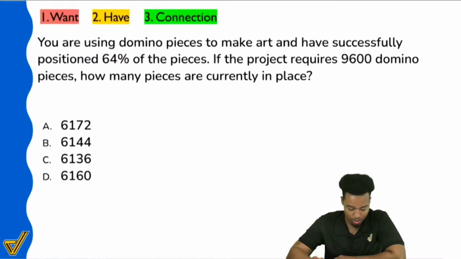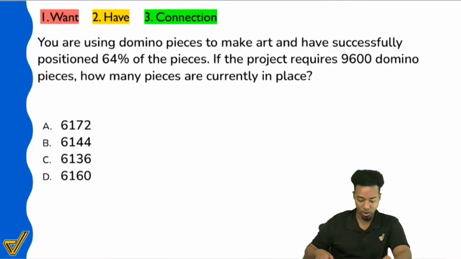All right, here we go. 2.5 minutes and go.